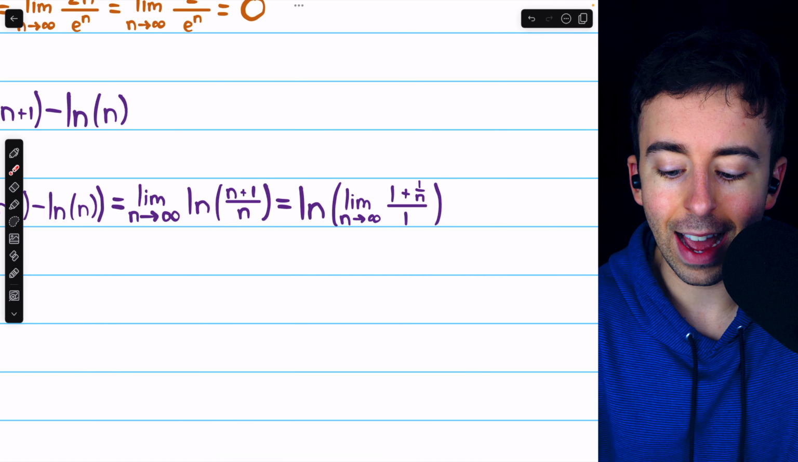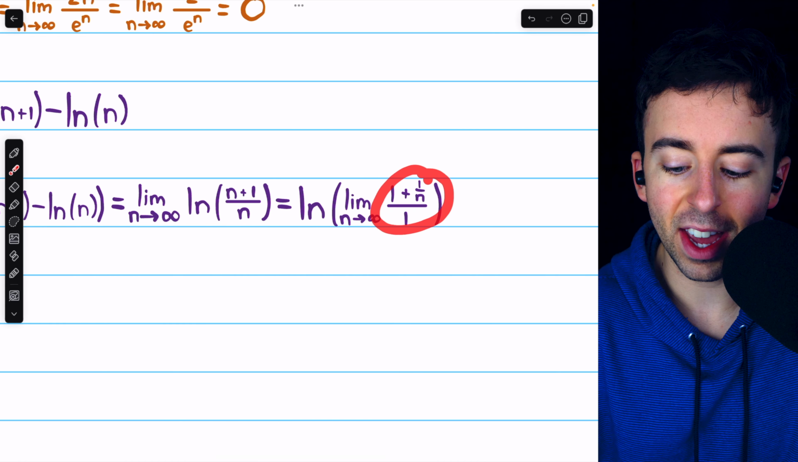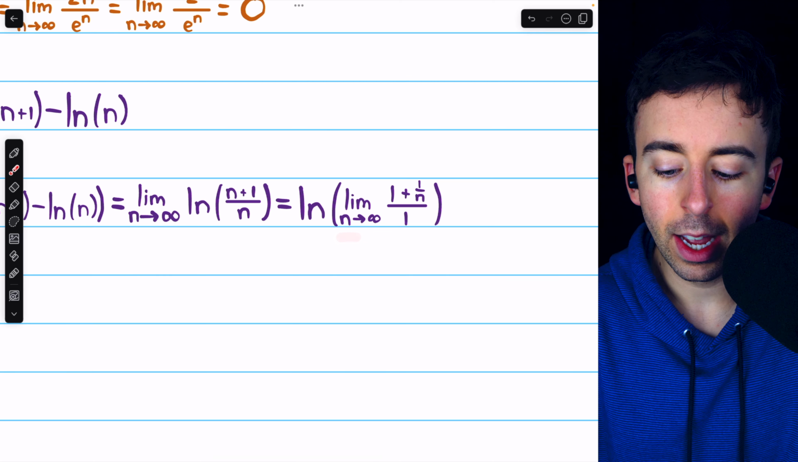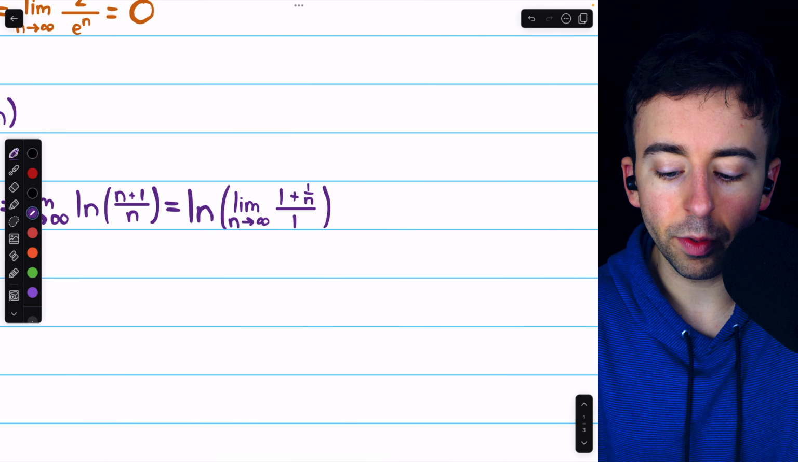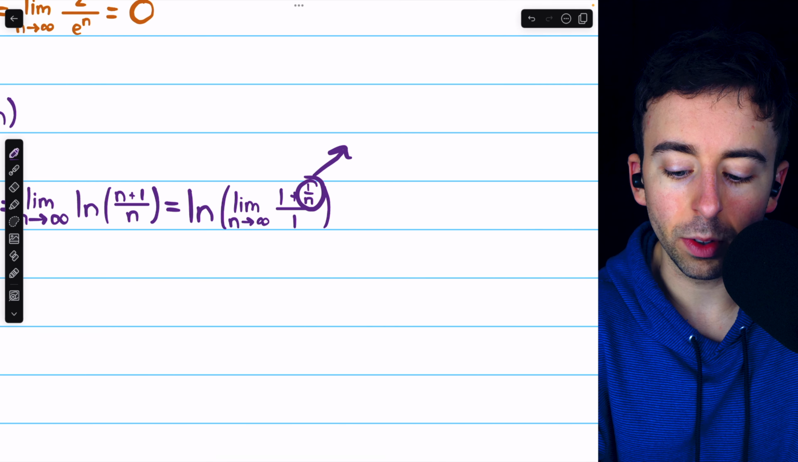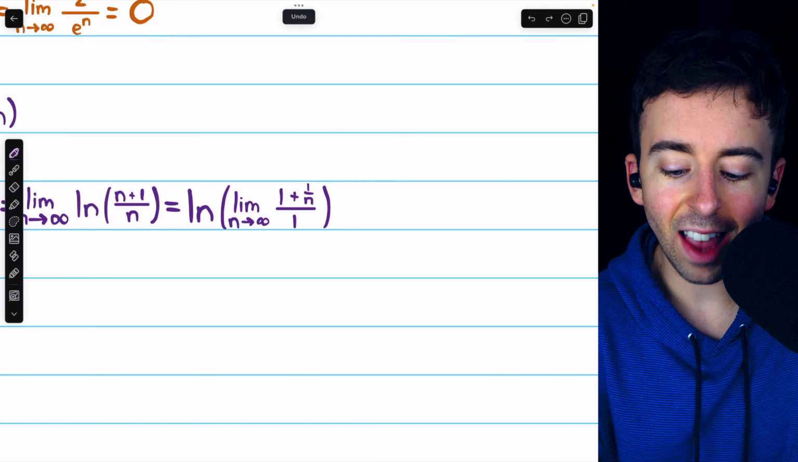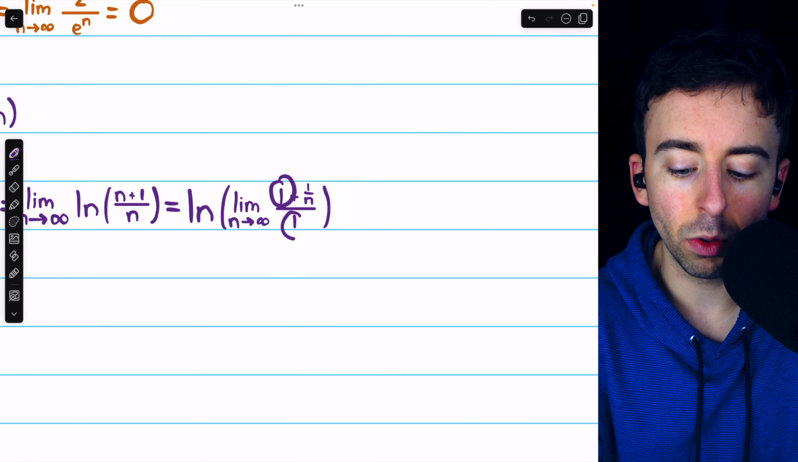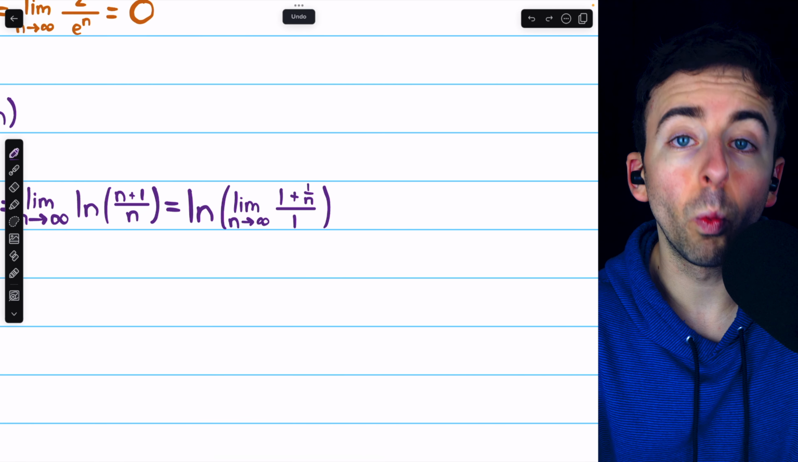So this is the natural log of the limit of this as n goes to infinity. And of course, as n goes to infinity, 1 over n goes to 0. And so inside the natural log, we're just left with 1 over 1, which is 1.